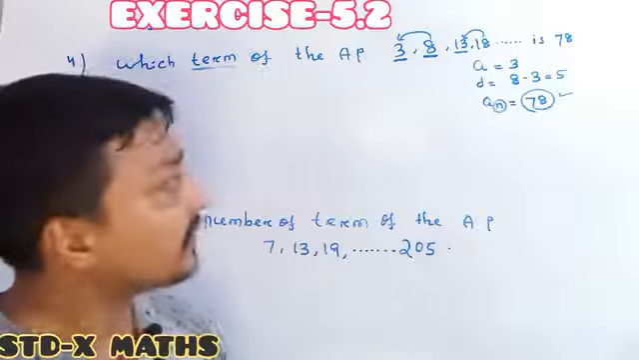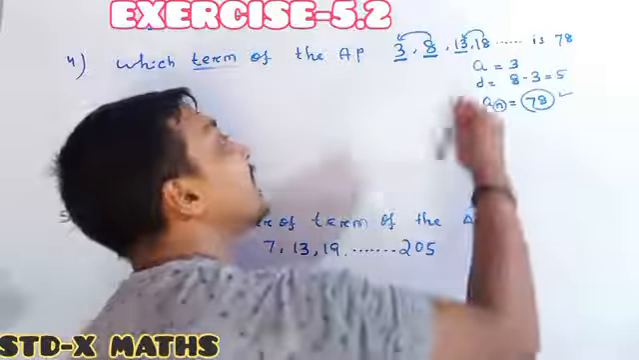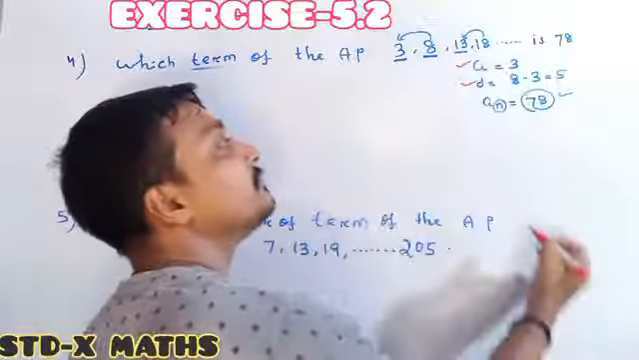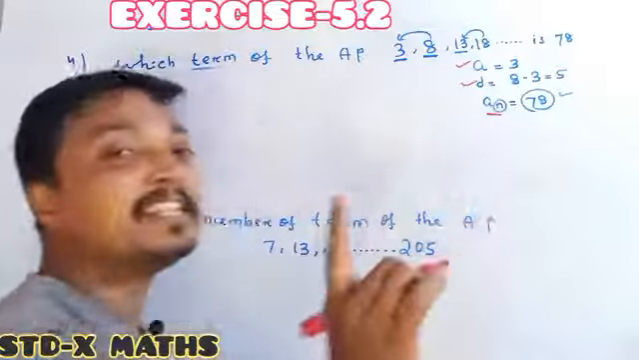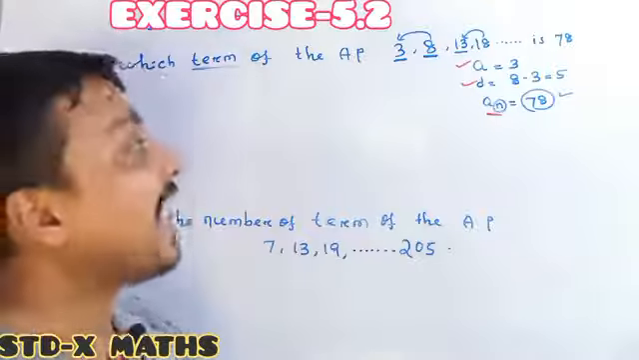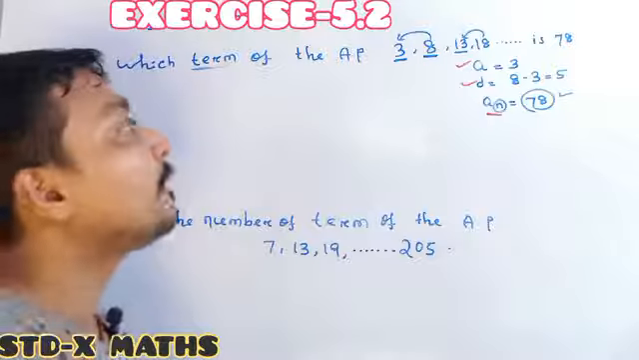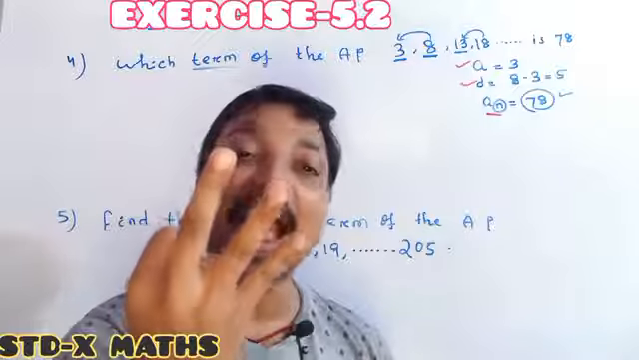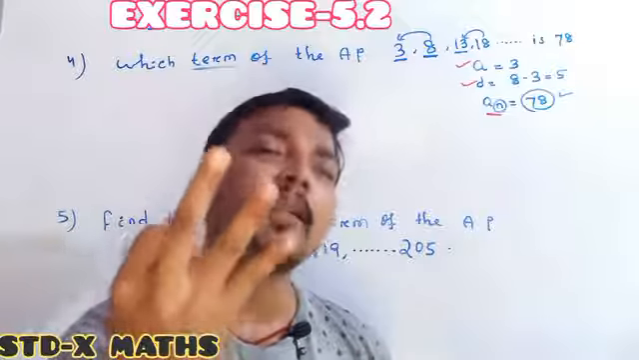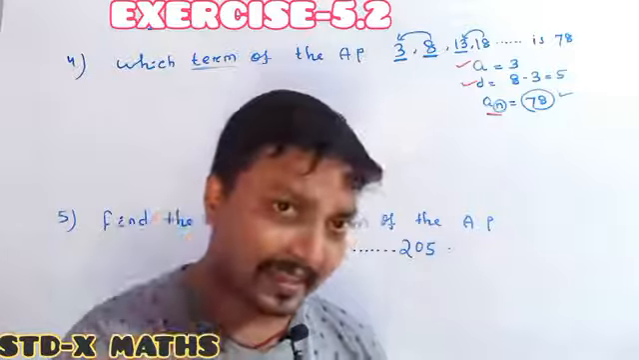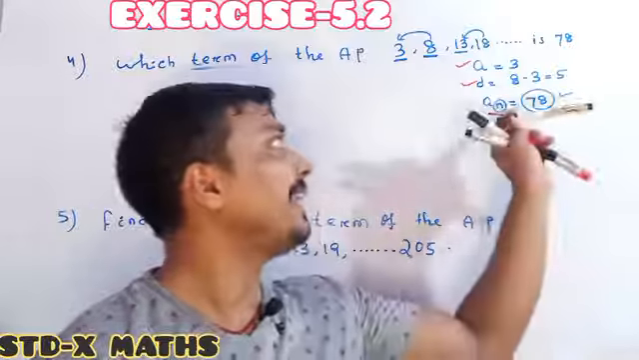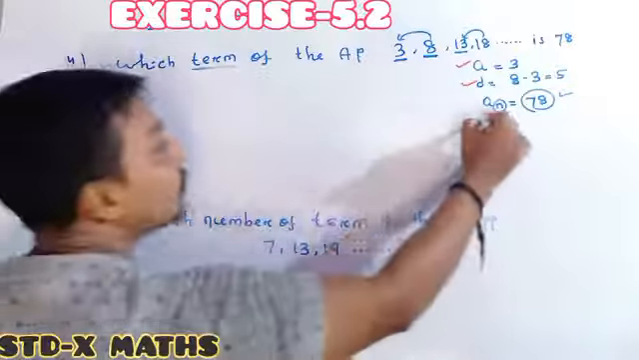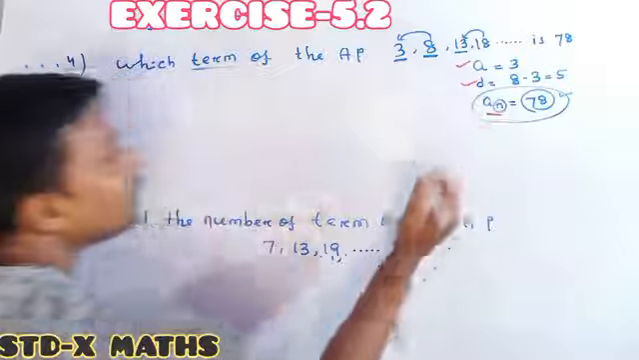How to find out? See, here what is given? First, a is given, d is given, an is given, but n is not given, n is asked. And I have already said, whenever any one of a, d, or n is asked, you can always find it by putting it in the equation of an. Everyone knows this is the equation; this will give us the equation.